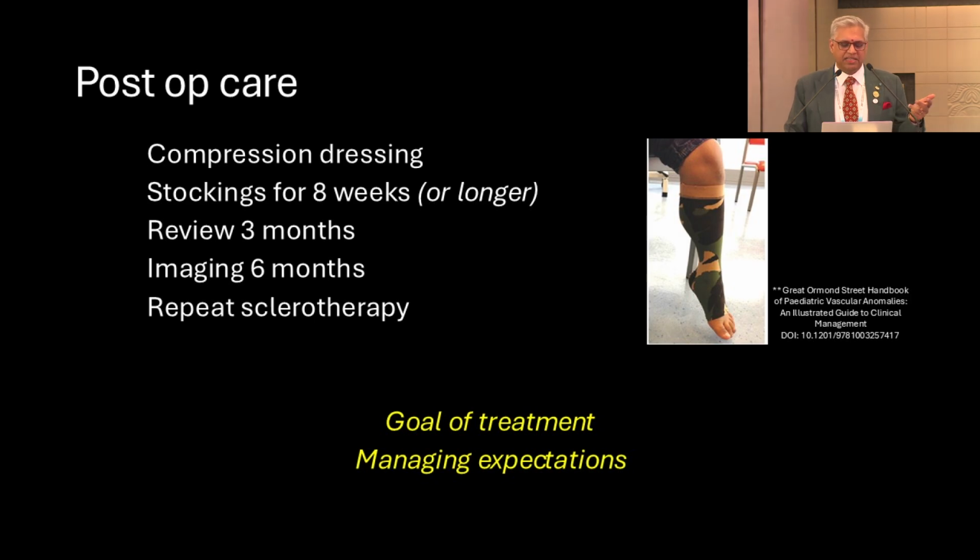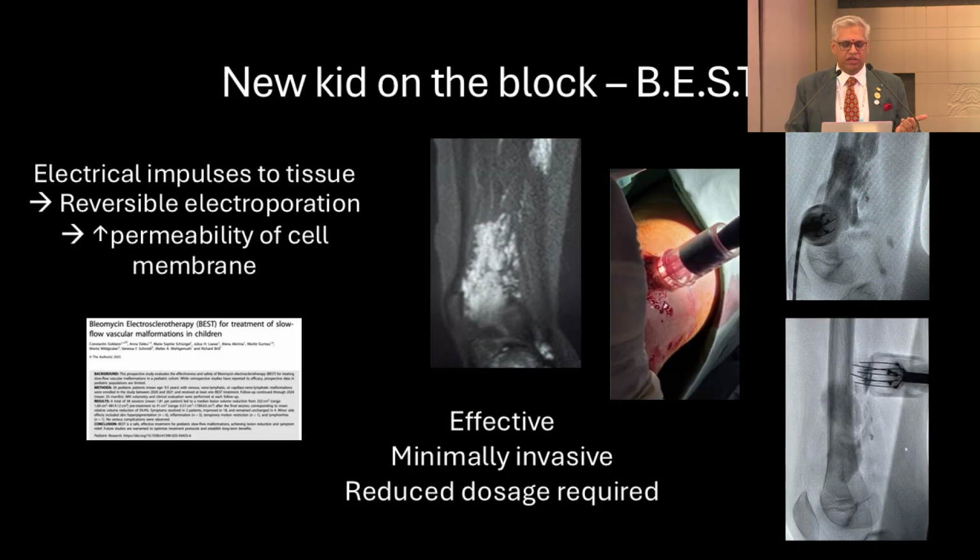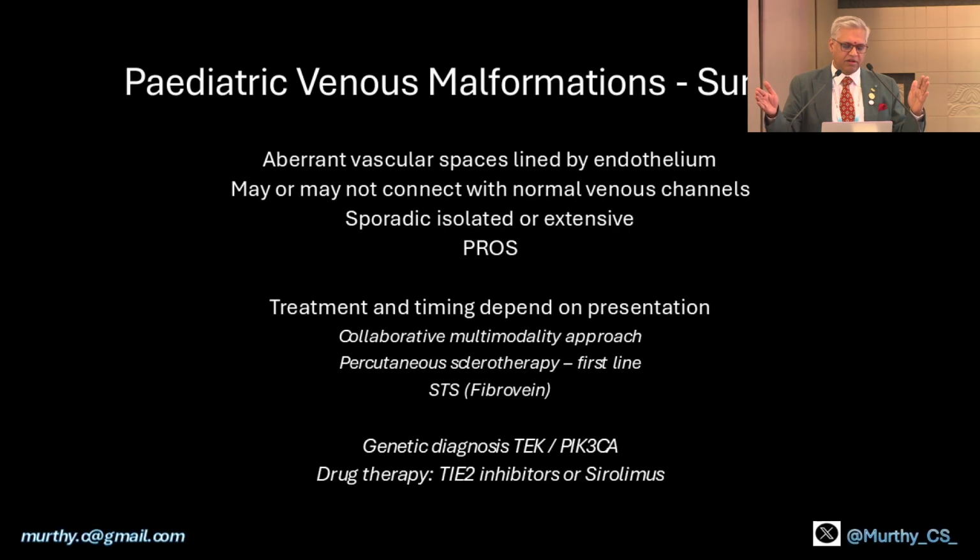BEST, which is the bleomycin electrosclerotherapy, which is a new kid on the block, basically uses electrical impulses to the tissue, improves the tissue permeability to bleomycin, therefore reduced dosage is required. And I'm not going to go through this in detail, but I'll leave you with a simplified version of this. 2 pathways, PIK pathway and the RAS pathway. Drug therapy is directed to each of these.